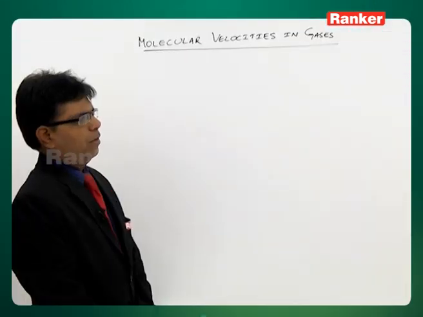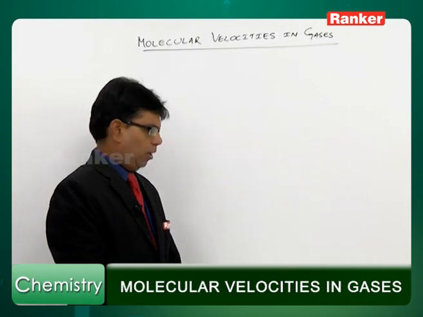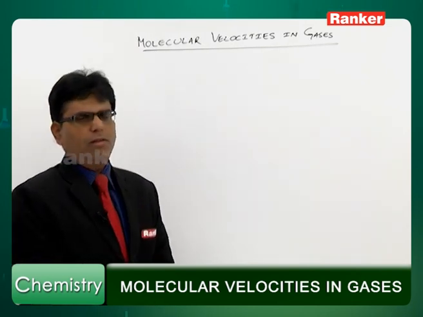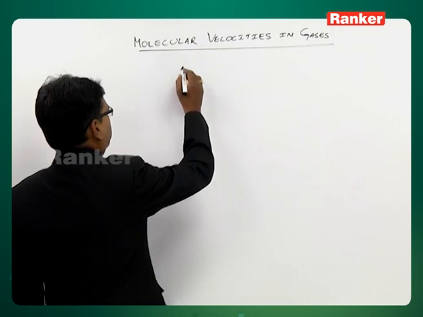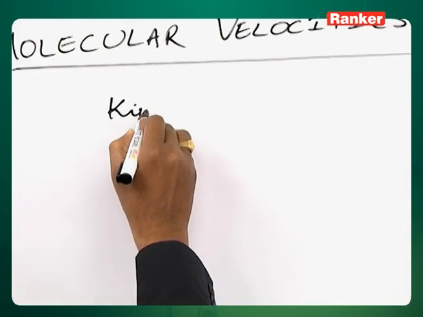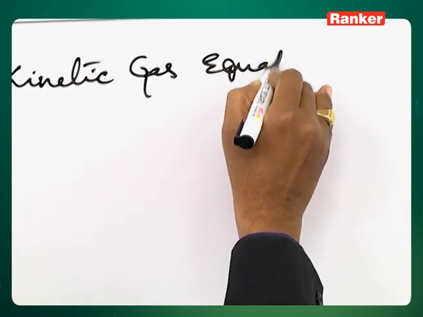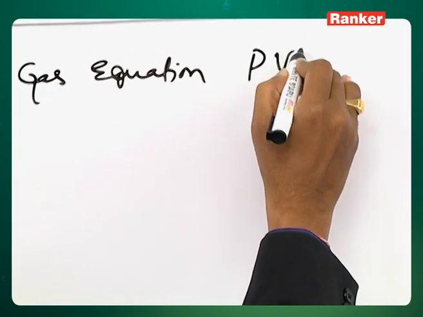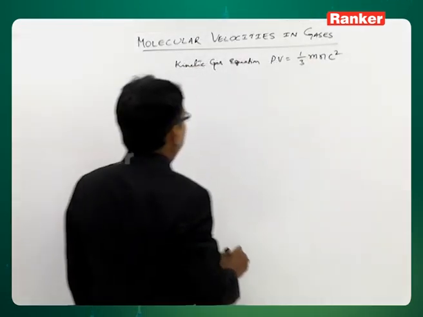In this class we discuss molecular velocities. In our earlier lectures we discussed the kinetic gas equation, PV equal to 1 by 3 m n c square. In the kinetic gas equation, PV equal to 1 by 3 m n c square.